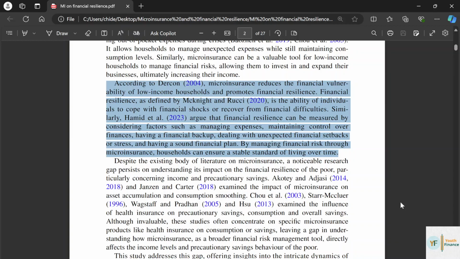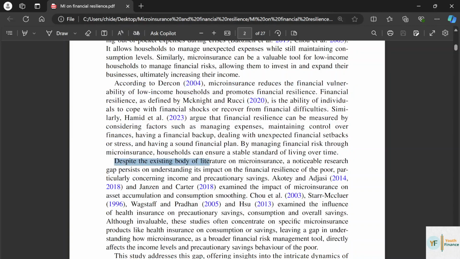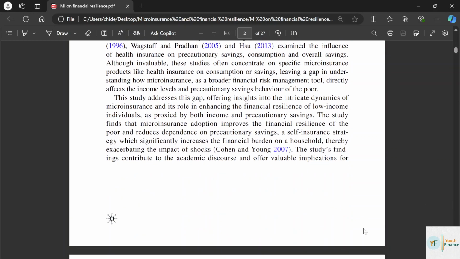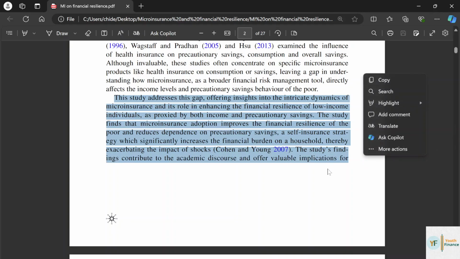Why should we analyze or assess the effect of microinsurance on the financial resilience of low income? We are here. So, despite the existing literature on microinsurance, a noticeable research gap persists on understanding its impact on the financial resilience of the poor, particularly concerning income and precautionary savings. We come down here. Therefore, this study addresses this gap, offering insights into the intricate dynamics of microinsurance and its role in enhancing the financial resilience of low-income individuals as proxied by both income and precautionary savings.